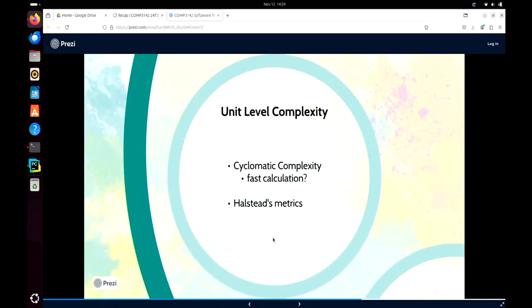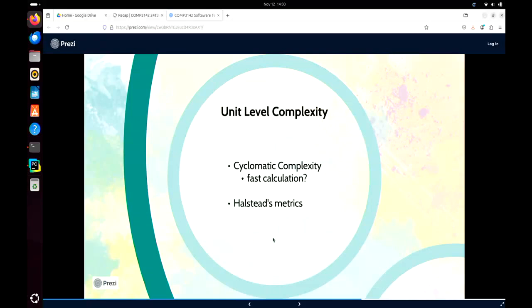And like different levels of testing, we have different levels of complexity. First, we have unit level complexity. And we learned two sets of metrics. The first one is called cyclomatic complexity. It is related to branches and loops in the control flow graph or call graph. So do you still remember the formula to calculate this?